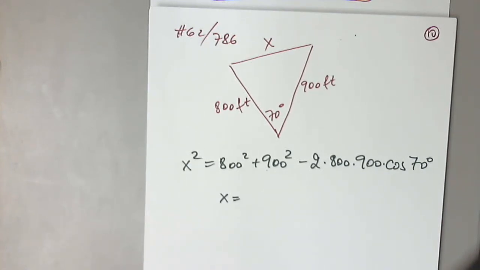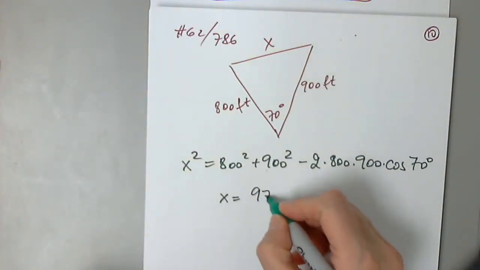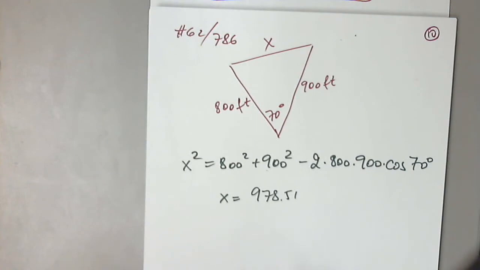OK, so the square root, parentheses, 800 squared plus 900 squared, minus 2 times 8, so it's 1600, times 900, times cosine 70 degrees, close the parentheses for 70 degrees, close the parentheses for the square root, and enter. So the distance is roughly 978.51. And it was in feet.